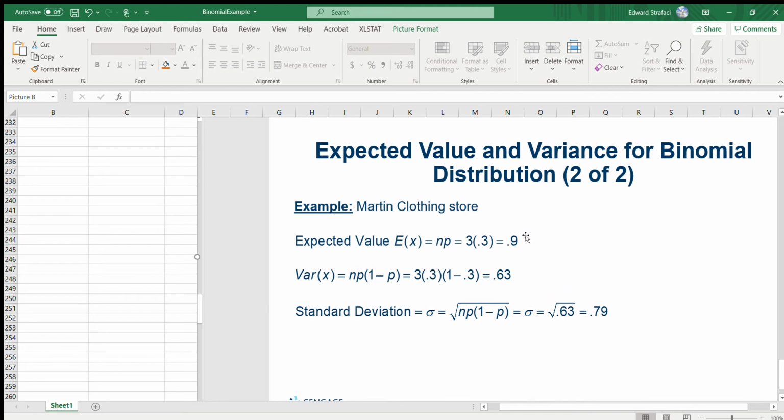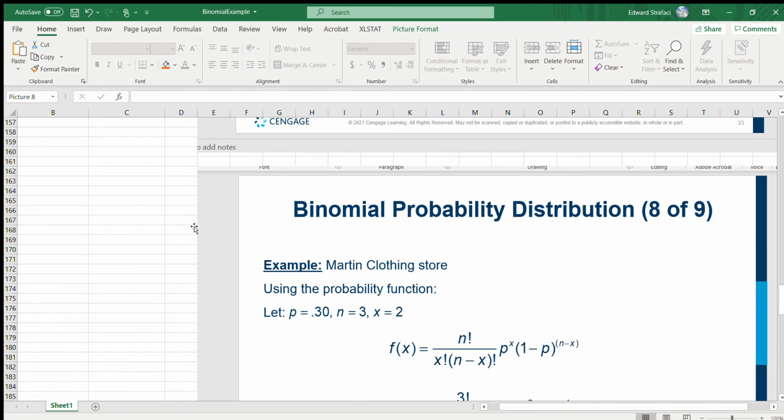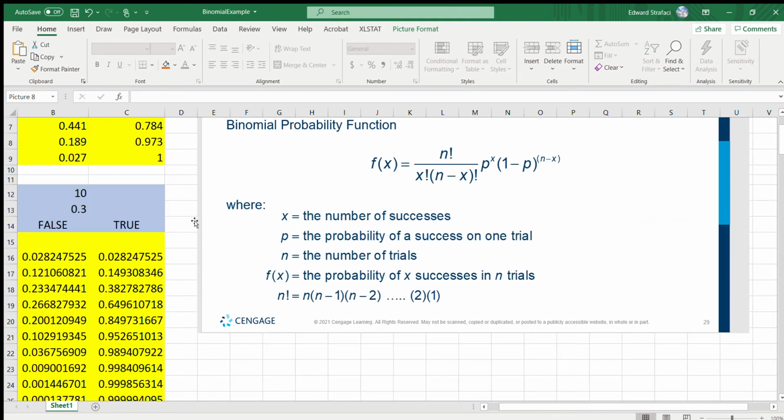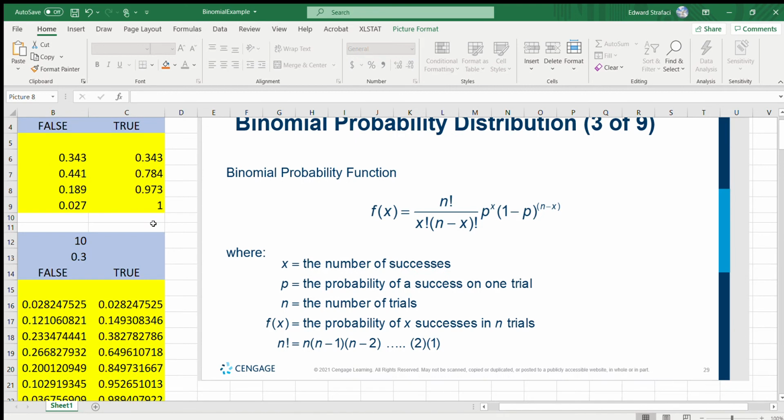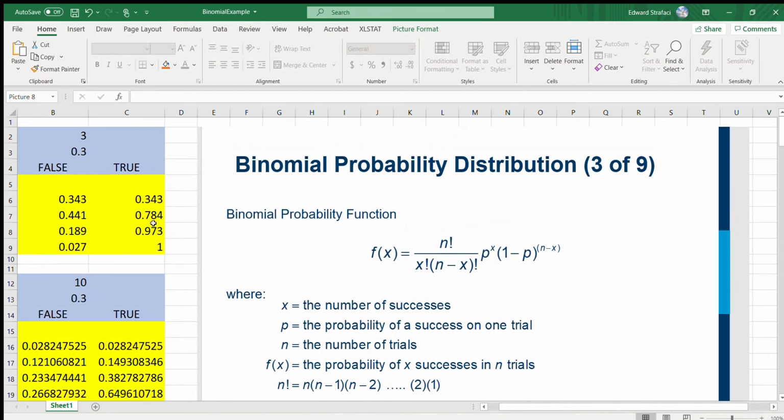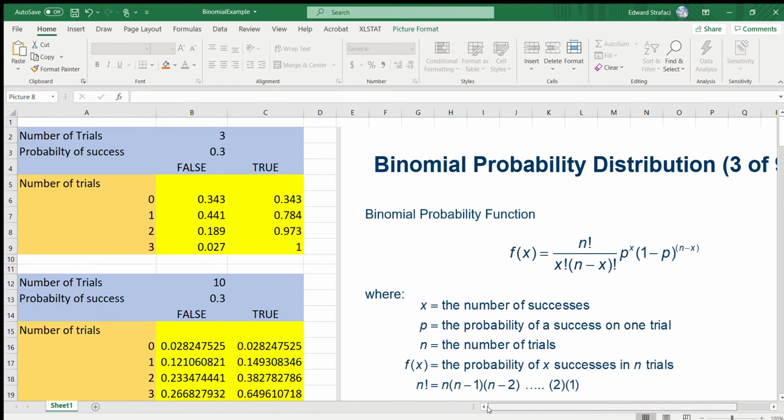So it would be approximately 1.6 plus 0.9, which is 2.5, or subtract it; you'd apply the same rules as you would with the standard normal distribution at any rate. Okay, so let's go back up. Here are the number of trials: 0, 1, 2, and 3.